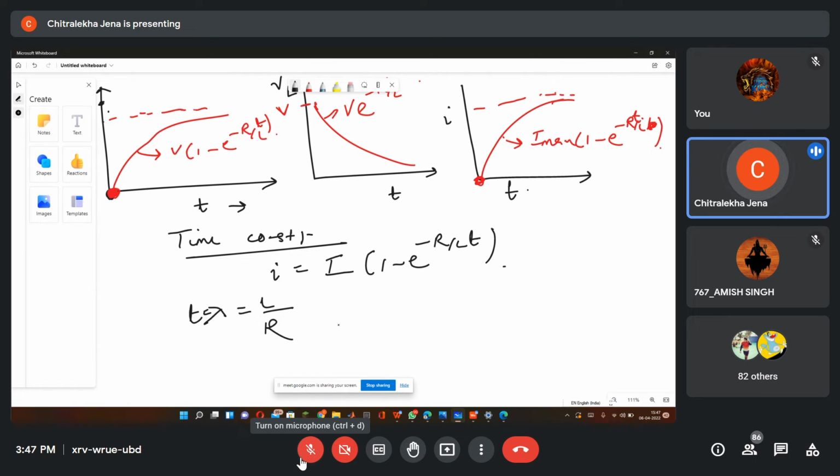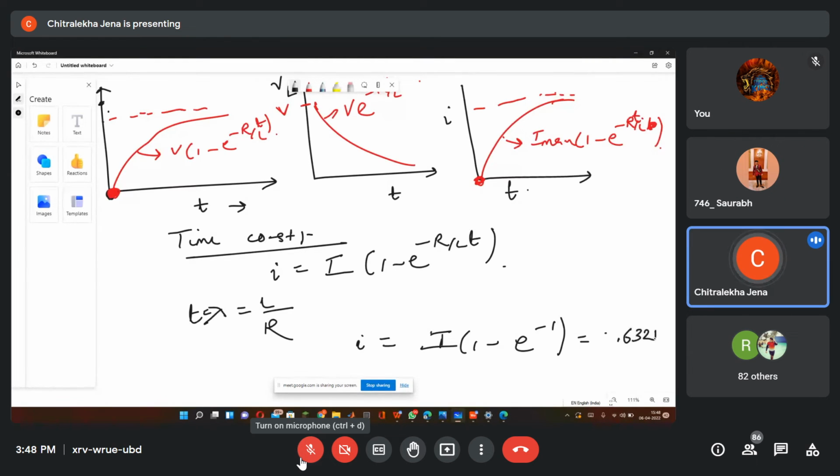So what will you get, tell me? I is equal to how much? It will be I maximum into 1 minus e to the power minus RT by L, which will be equal to 0.632 into I maximum.